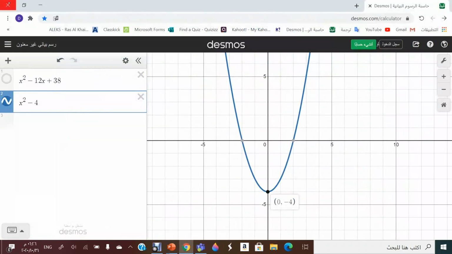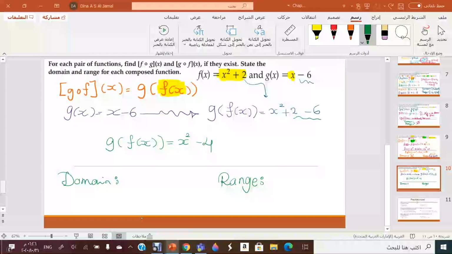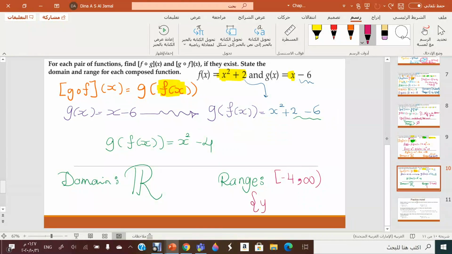So as I told you, you can write it in many ways. Your first way is that you can put minus 4 to infinity, or you can just put y such that y is bigger than or equal to minus 4, and that's it.